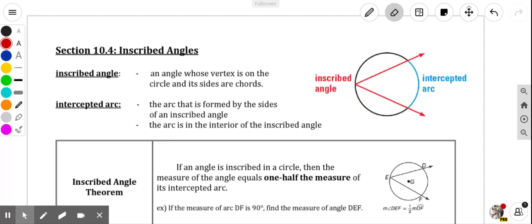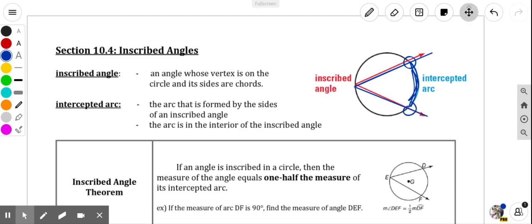Okay, with every inscribed angle comes something called an intercepted arc. An intercepted arc is the arc that's formed by the sides of the angle. See how these two sides of this inscribed angle hit the circle here and here. Well, that arc in between is called an intercepted arc. It's in the interior of the angle.